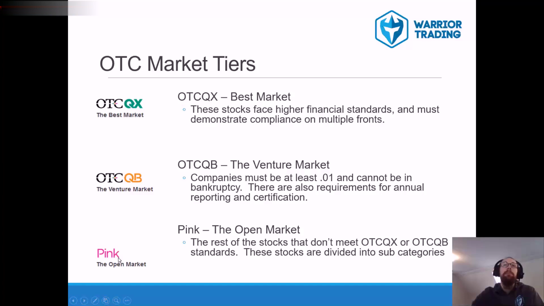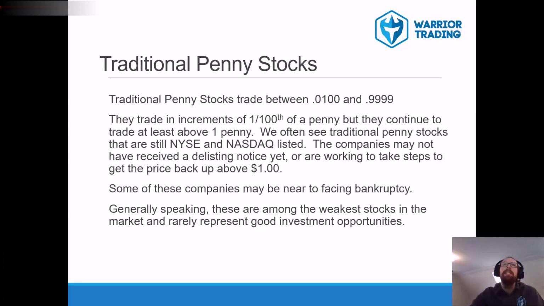And then you've got the pink market. These are the stocks that don't meet the OTC QX and they don't meet the OTC QB standards. These are actually even subdivided into categories below the pink market, and we won't even go into all those categories. But for right now, know that the pink market is essentially the bottom of the OTC tier, and it's where you see some pretty poor quality stocks.